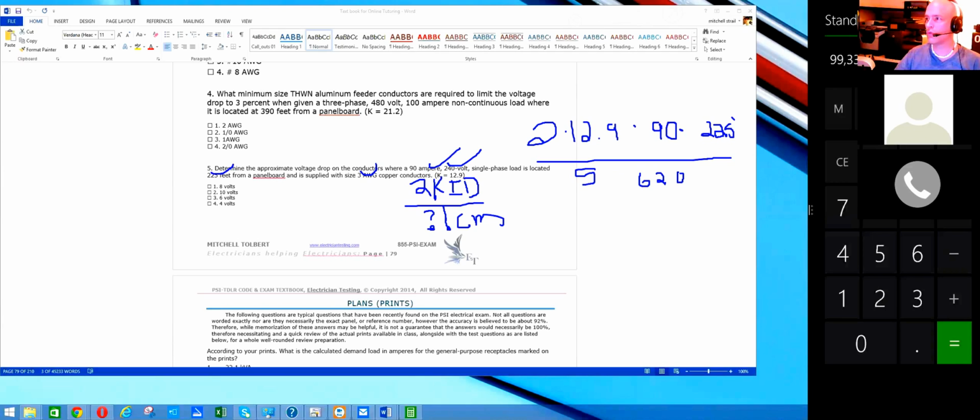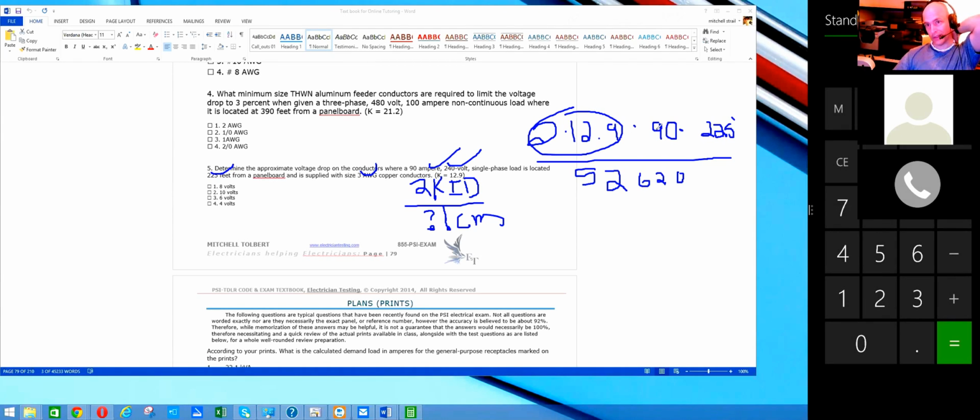All right, so that's going to be 52,620 on the bottom. The numbers at the top: we'll come over here, 25.8. That first little step, this number here is going to be 25.8 every time it's copper, single phase. So 25.8 times 225 feet times the 90 amps. You can do those in any order when you're multiplying them. I got 522,450 on the top. 90 times 225, yep. All right, so that's my top line, and I don't have to do anything on the bottom because it's just one number there.